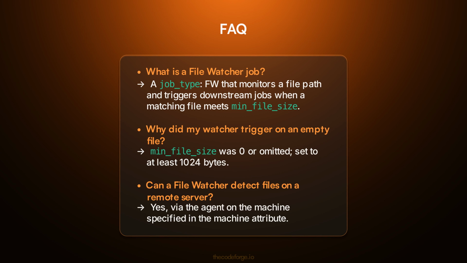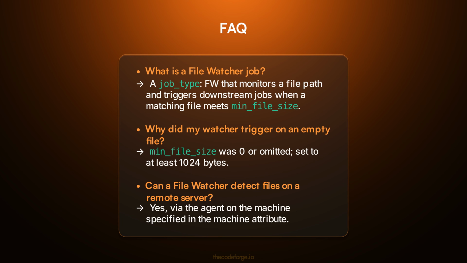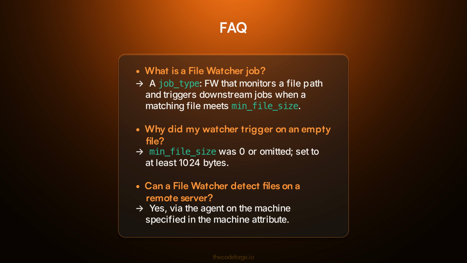And a few frequently asked questions. What is a file watcher job? A job type, FW, that monitors a file path and triggers downstream jobs when a matching file meets min_file_size. Why did my watcher trigger on an empty file? min_file_size was 0 or omitted; set it to at least 1024 bytes. Can a file watcher detect files on a remote server? Yes, via the agent on the machine specified in the machine attribute.